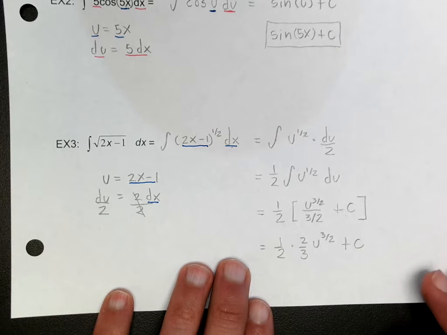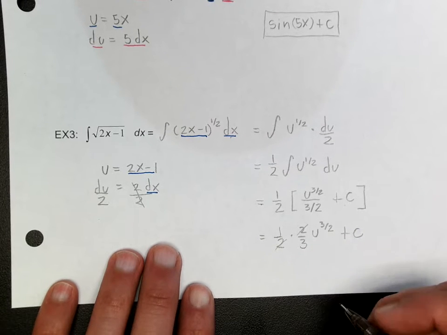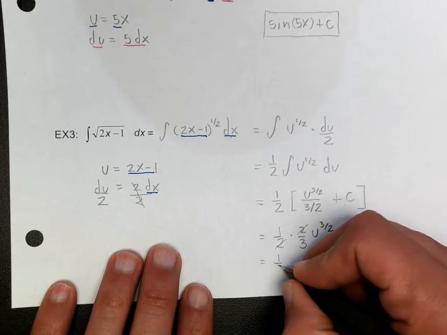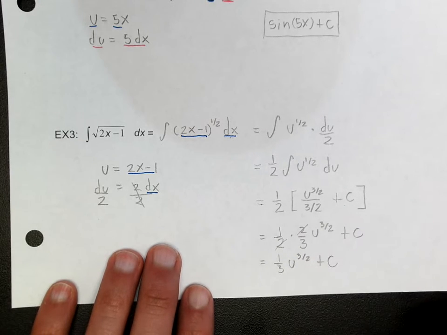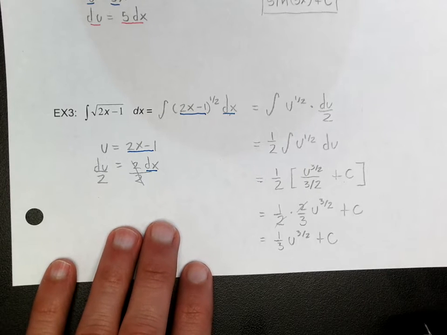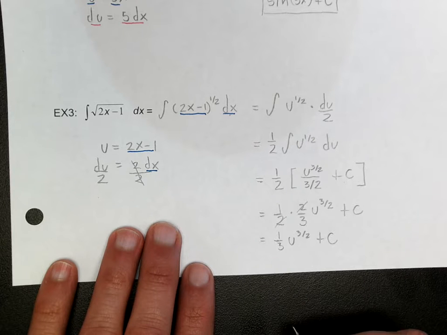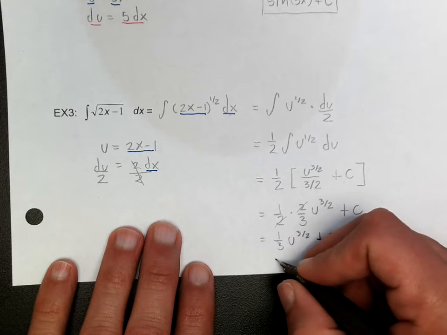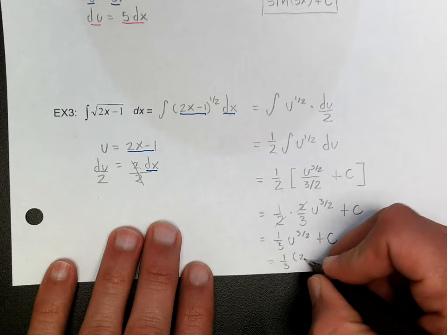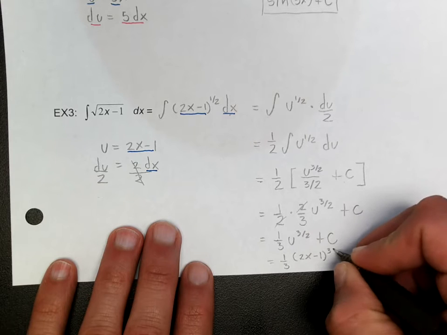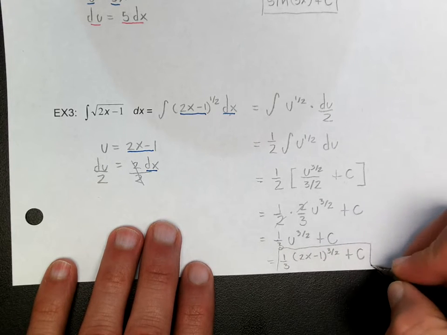Just another constant. So therefore, if I cancel that 2 right here, I'm going to have 1/3 u to the 3/2 plus c. And then finally, I'm going to substitute back. Instead of u, I'm going to plug in 2x minus 1. So the answer is 1/3 (2x minus 1) to the 3/2 plus c. And that is my answer.